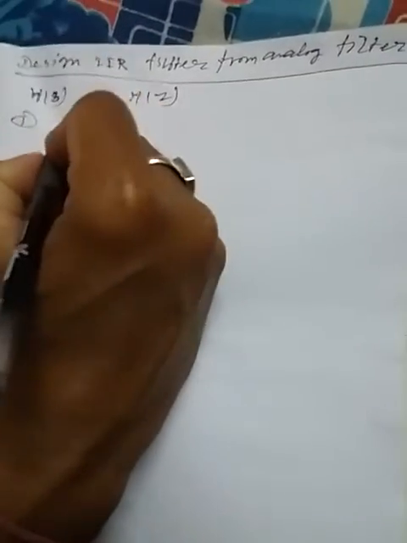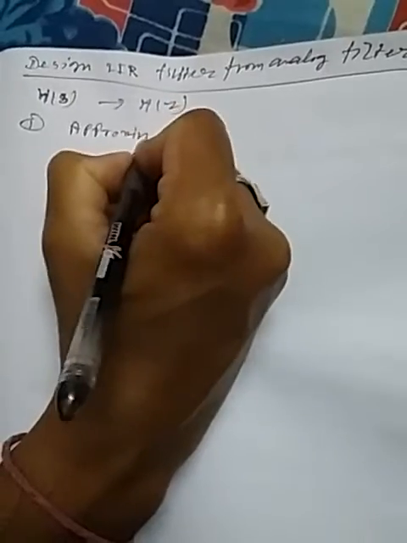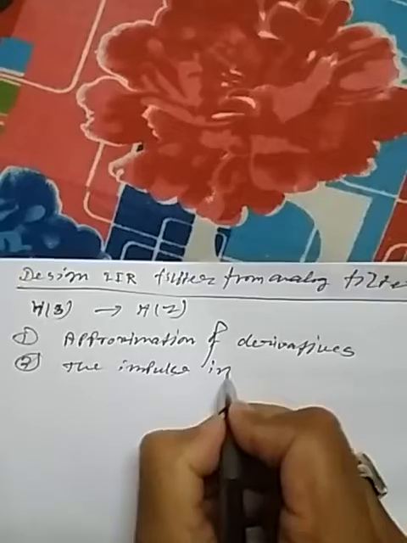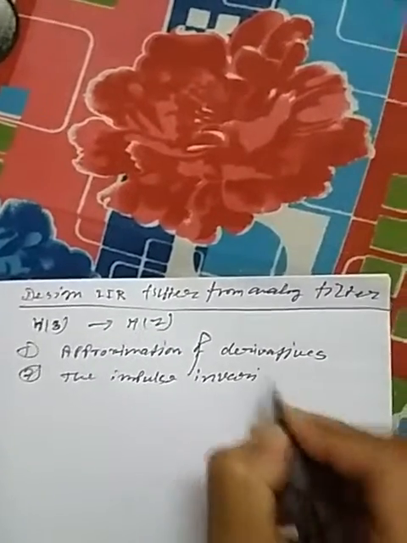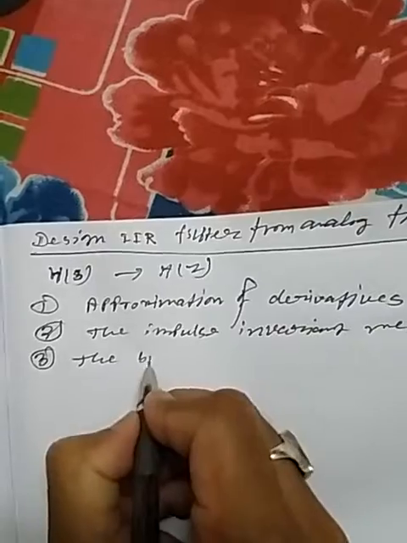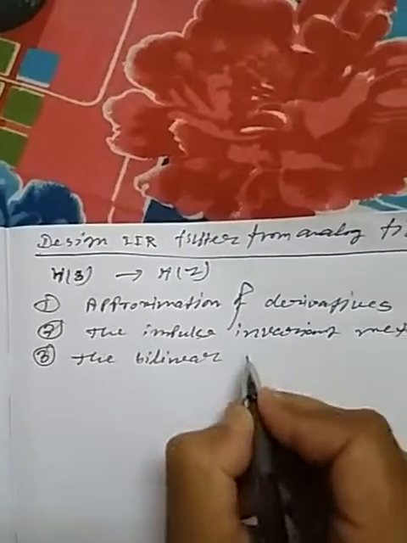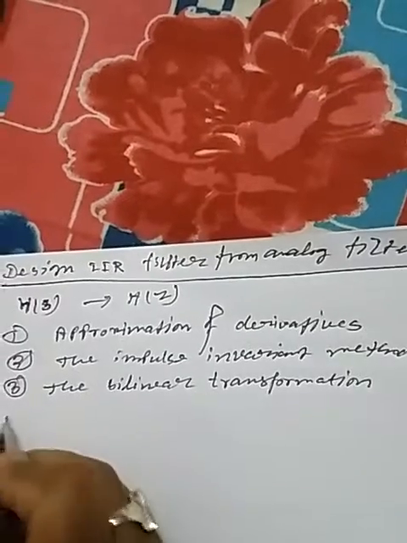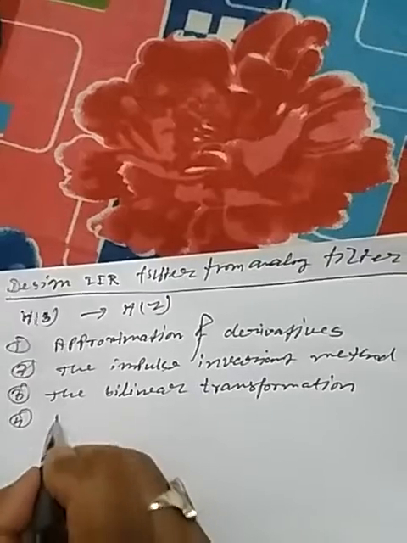The methods are: number 1, approximation of derivatives; number 2, the impulse invariant method; number 3, the bilinear transformation; and number 4, the matched Z transformation technique.